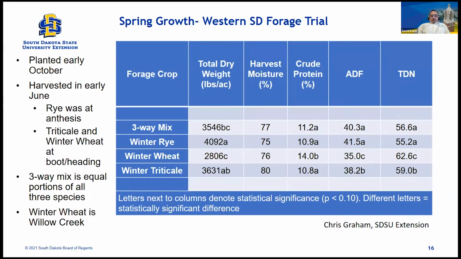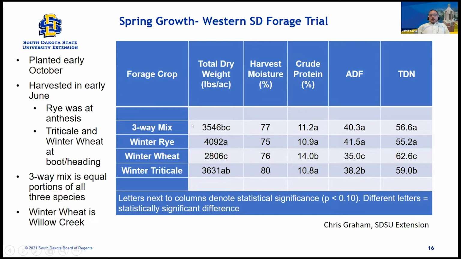and took the biomass sample the next year in June, really early June. But I would like to point out a couple of things here. If you can see my pointer moving here. So they were planted on the same day, and we went out there to take the biomass sample on the same day, but rye was at anthesis stage, which means flowering stage, whereas triticale and winter wheat were only at boot stage. That means they were further behind. And that makes a difference here.